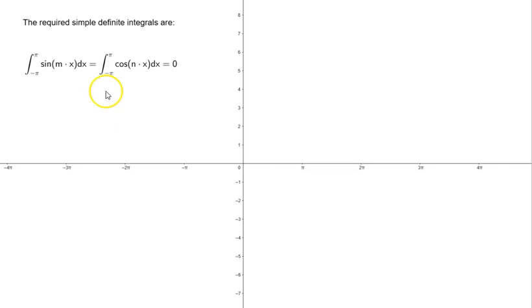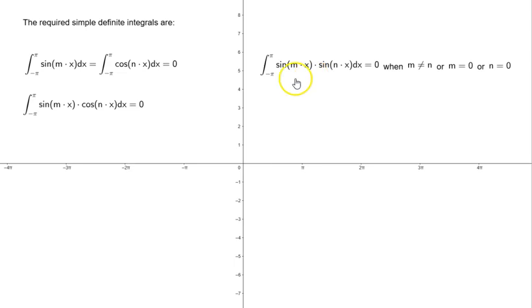Basically, remember in the previous session, we had seen that whatever be the value of m, the area under the curve in this interval will be 0. The area above the x-axis will cancel out with the area under the x-axis. And similarly, in the case of cos nx dx, the integral from minus pi to pi will also be 0. The integral from minus pi to pi of sine mx times cos nx dx will also be 0.